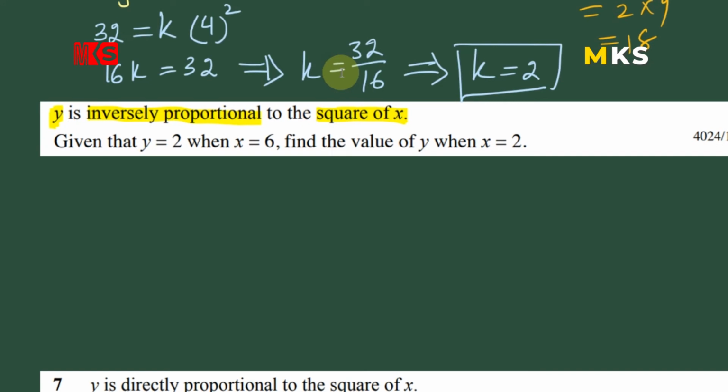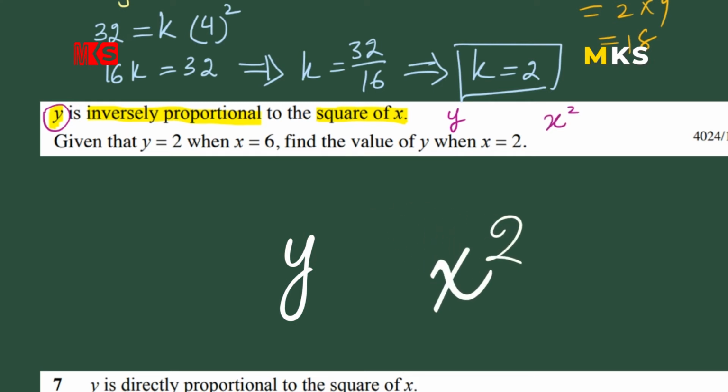And this second question is May June 12 paper 1 2, almost the same question, only the nature of variation is different. So the first step is the same. You will identify the quantities related to each other, which are y and x square, again the same. And then the nature of variation, that is inverse variation or inverse proportion.